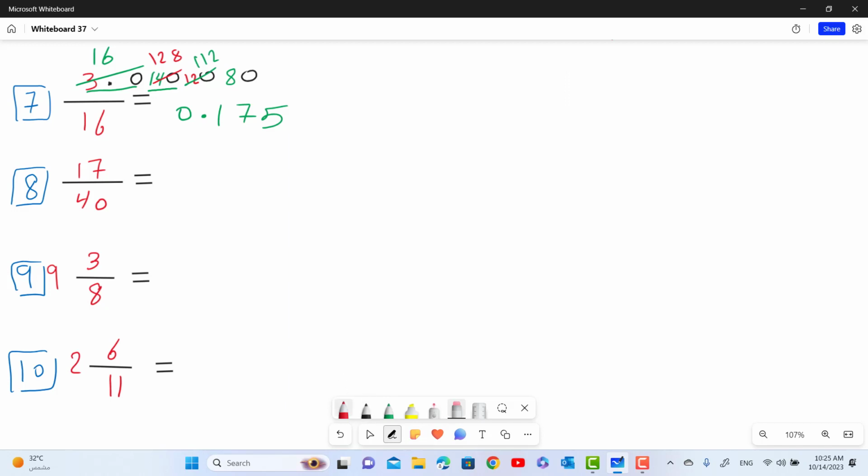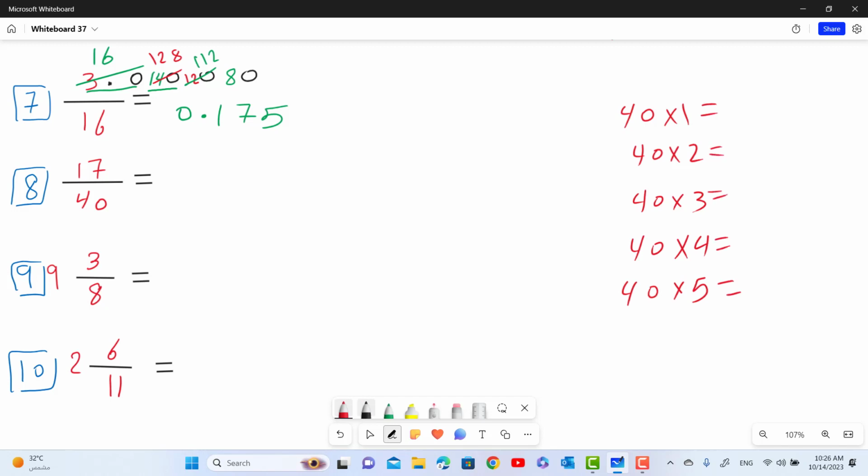Divided by 40. Then I need table 40. 40 times 1, 40 times 2, 40 times 3, 40 times 4, 40 times 5. If we need more, we make more. But 40 is easy. 40 plus 40 is 80, plus 40. We can do it by using the plus, okay?